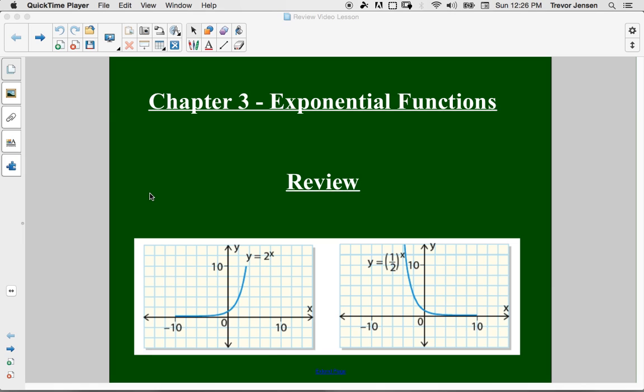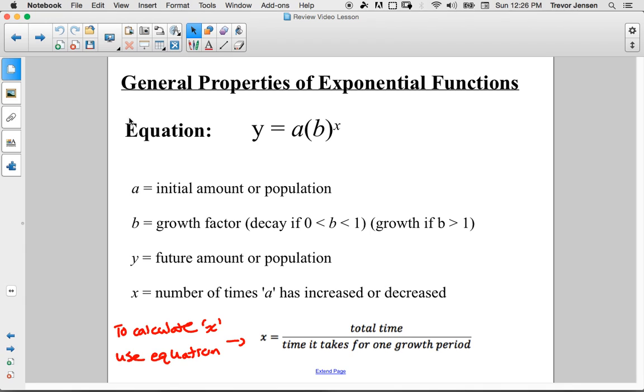It's just a quick review video for Chapter 3 Exponential Functions. So this would be a good video to watch before you write your unit test for this chapter. I'm just going to do a few questions that you can find in the review I posted on jensenmath.ca. So we're going to go through each section that was covered in this chapter and just do an example of a question from each section.